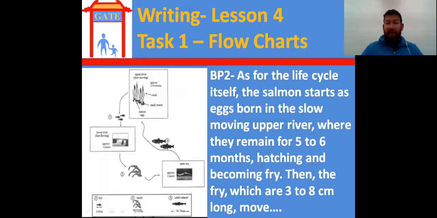So the next thing I would say is we describe that process. As for the life cycle itself, the salmon starts as eggs born in the slow-moving upper river, where they remain for 5 to 6 months, hatching and then becoming fry. So these are fry. Then the fry, which are 3 to 8 centimeters long, move along the lower river, where they spend about 4 years.